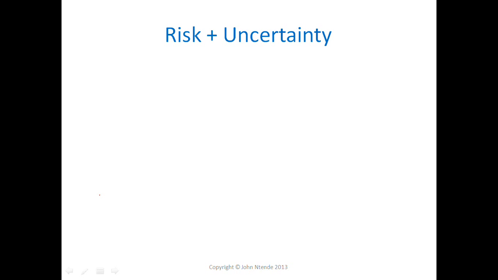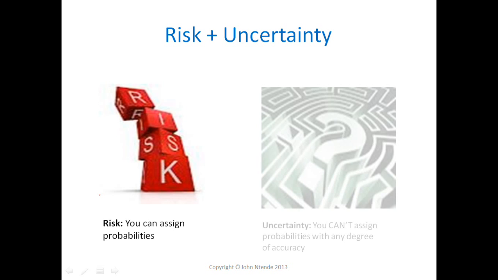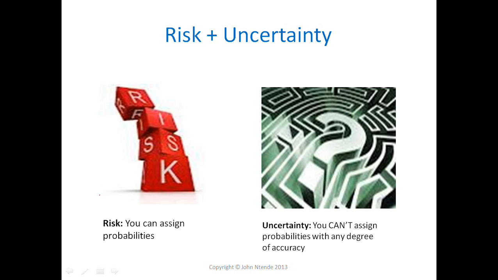So risk and uncertainty. The key difference for purposes of F5 is that you can assign probabilities to a risky event, whereas you can't assign probabilities with any degree of accuracy for uncertain events. So in real life, the terms are used interchangeably, but for purposes of F5, that's the key difference.